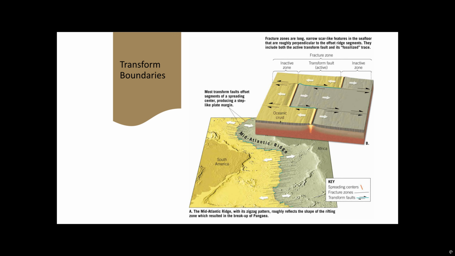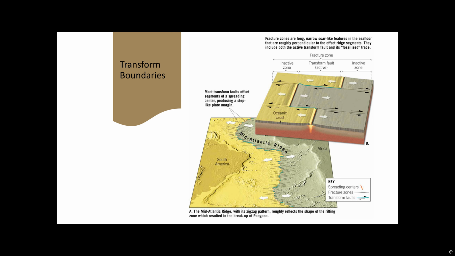So here you can see an illustration of where most of our transform faults occur. And they offset segments of a spreading center, producing almost a step-like plate margin. And they basically help the divergence slide past one another. And you can see in the inset a fracture zone. And basically they're really long, narrow, kind of scar-like features in the seafloor. And they're roughly perpendicular to the offset ridge segments.